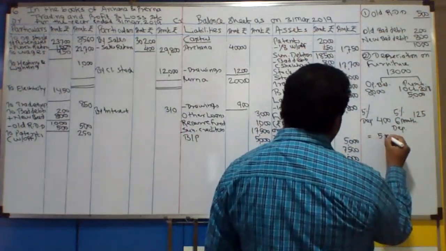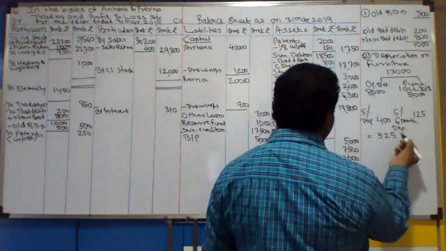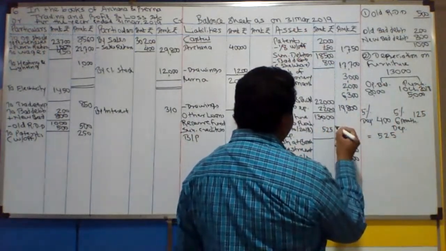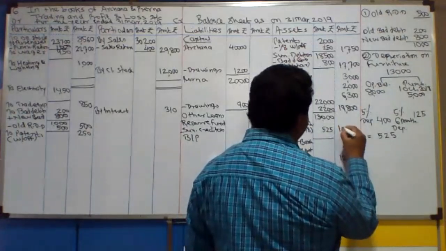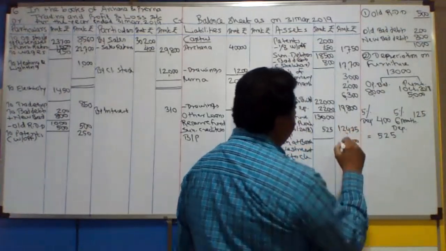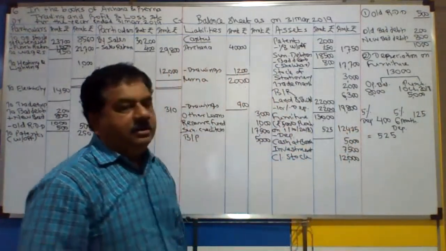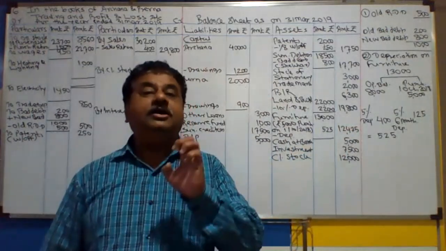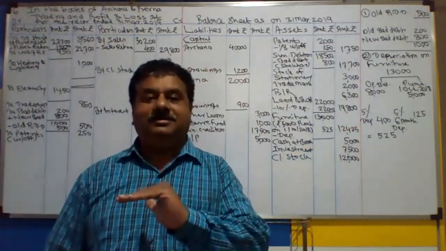So the total depreciation to be charged is 525 rupees. This is the total depreciation to be charged. Total depreciation to be charged on furniture is 525, on 8,000 for the full year and on 5,000 for half year.